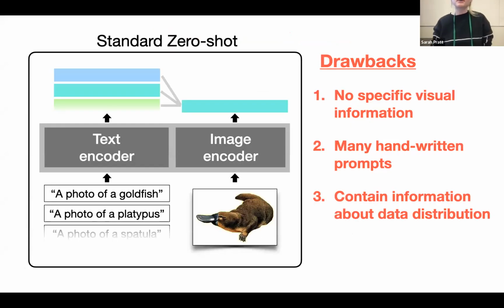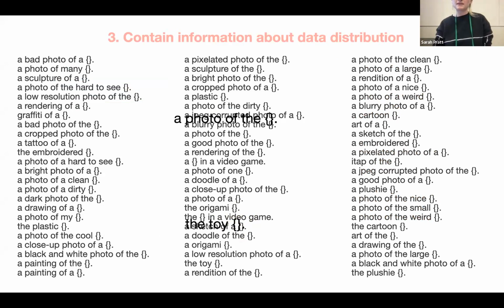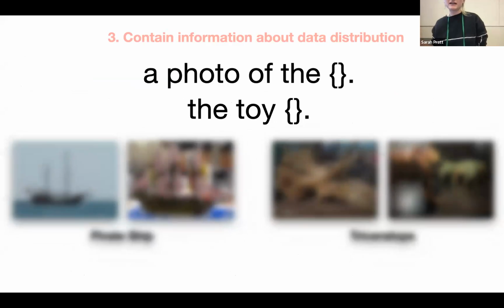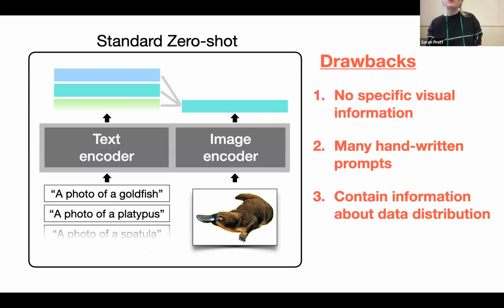The final challenge to this approach is that we often need to know information about the data distribution in order to write effective prompt templates. As an example, here are the prompt templates from ImageNet again, and here are two specific prompt templates. One is a good template if you have a photo of a real version of the object, and one is a good template if you have a toy version. In ImageNet, we do see categories with real and toy versions of objects. However, this might not be true for all data sets, and therefore these templates might not be as effective for all data sets. So in summary, we want a method for creating these captions that addresses these challenges.